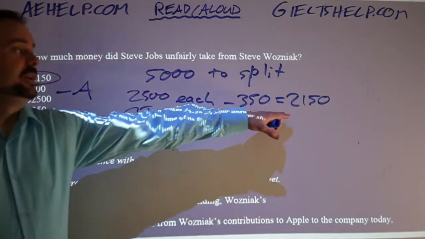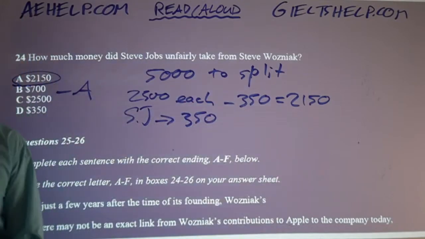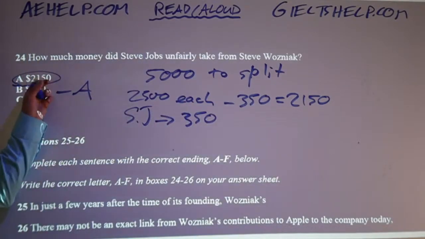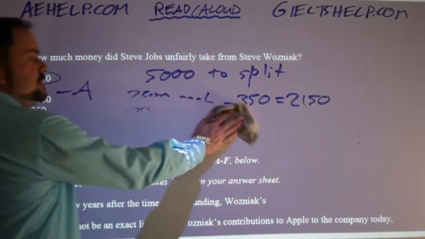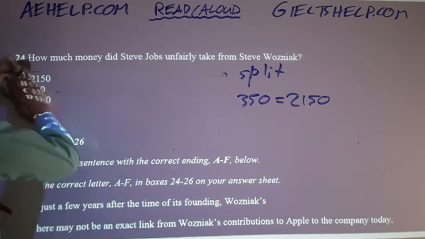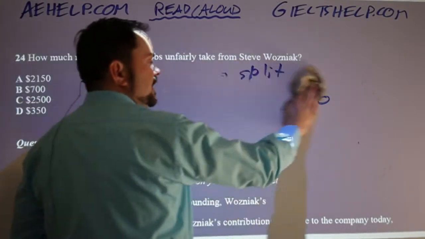So $2,150 was stolen. So the correct answer is A there, right? Okay. These kind of money questions, or these number questions, be really careful with them in the reading. They usually take a little bit of thinking.